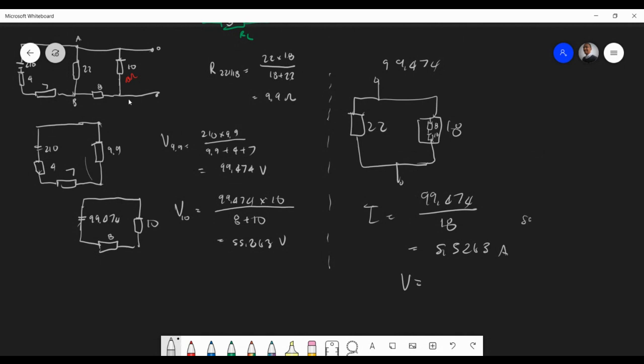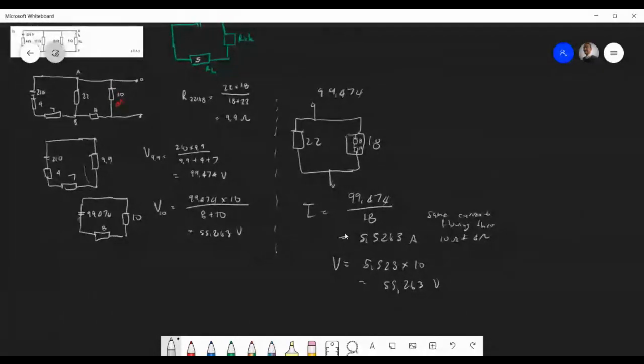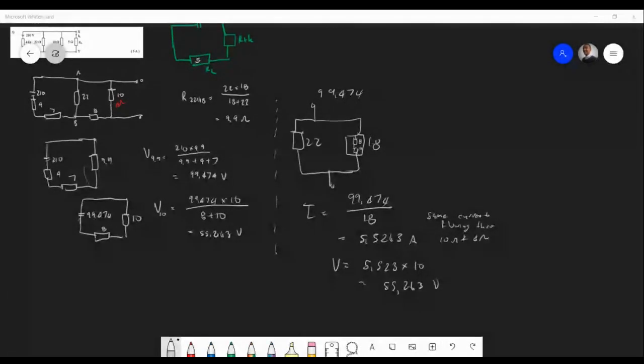So remember, same current flowing through the 10 ohm and 8 ohm, because they're in series. Then I'll just say 5.5263 times 10, and that'll give me 55.263. Sorry. Are we all happy with that? Maybe this is more intuitive than this one, right? Students, are we happy? Thank you.